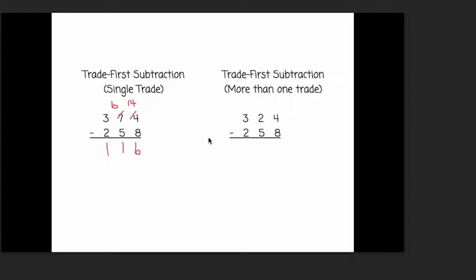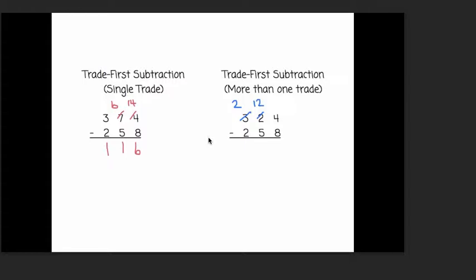So next, let's take a peek at what trade first subtraction looks like when we have more than one trade. So we'll start with our same questions. Can I subtract 300 minus 200? I sure can. Can I subtract 20 minus 50? In that case, I do not have enough to do that, so I will come over to my 100s place. I will take one of my 100s, turn it into tens, and now I have 12 tens.